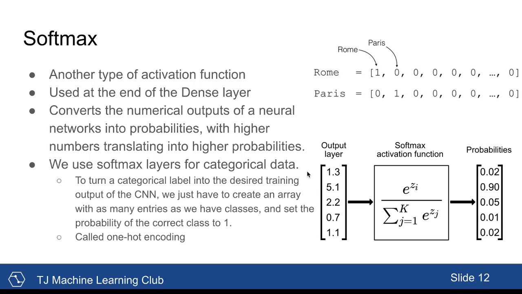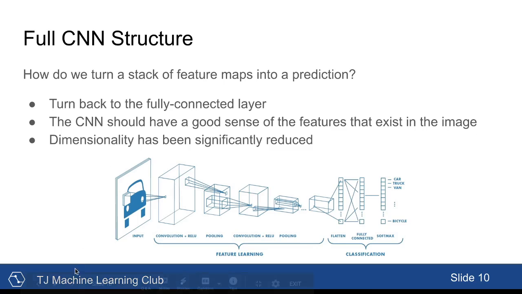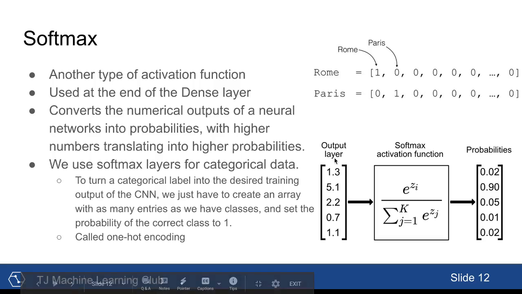Okay, so now we have softmax. Softmax is another type of activation function, and this is used at the end of the dense layer. You'll see the last layer of the diagram previously was labeled softmax, and like ReLU, it's a new activation function, and luckily it's really easy to understand. Softmax just converts numerical outputs of our neural network into probabilities, with higher numbers translating into higher probabilities of being that specific output.